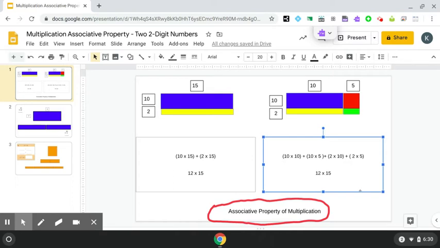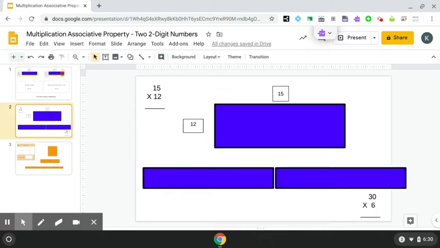So you can see that when we talk about the associative property, it means you take an arrangement that might be covering an area and you might change it around a bit to come up with the same answer. And that's going to help us a little bit today as we move into our lesson.